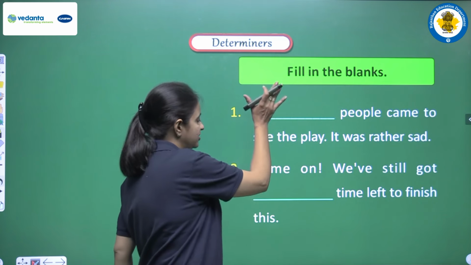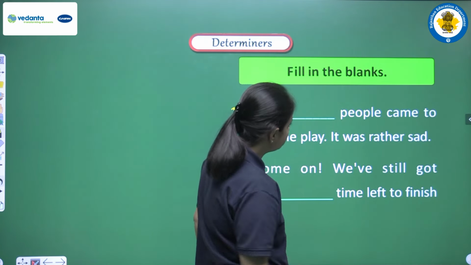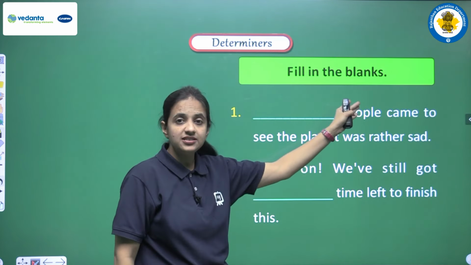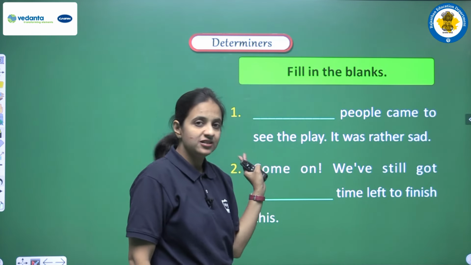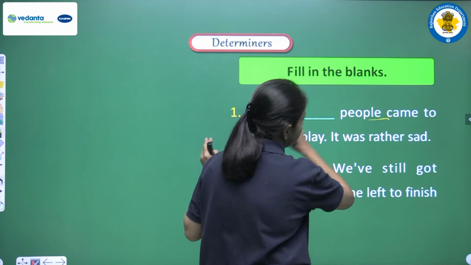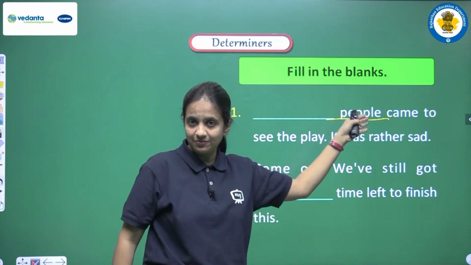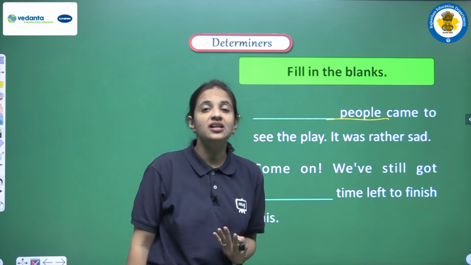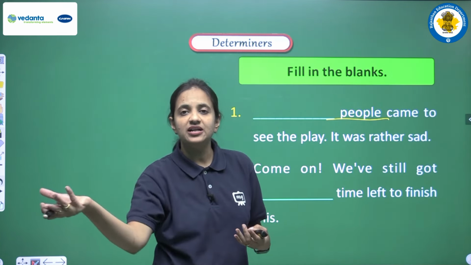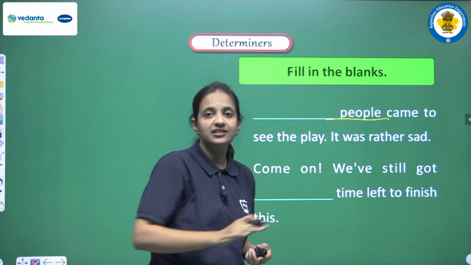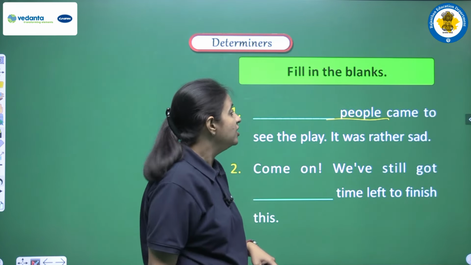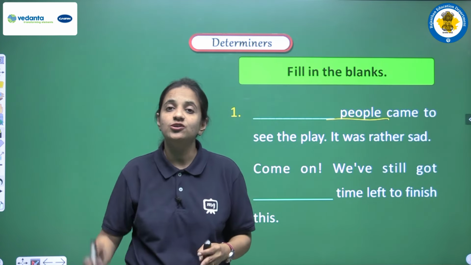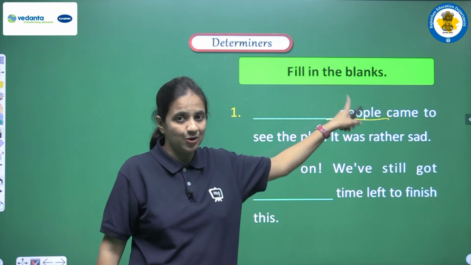We are having first of all a blank, then we are having: people came to see the play, it was rather sad. So now observe the sentence very carefully. First of all, look at the noun that we are having. We are having people. So we know that people is a countable noun, right? We can count people. We can say that there are 4 people, there are 6 people sitting in that room. So people is a countable noun. So one thing is very much clear, that we have to use the few family here, because we are having a countable noun.